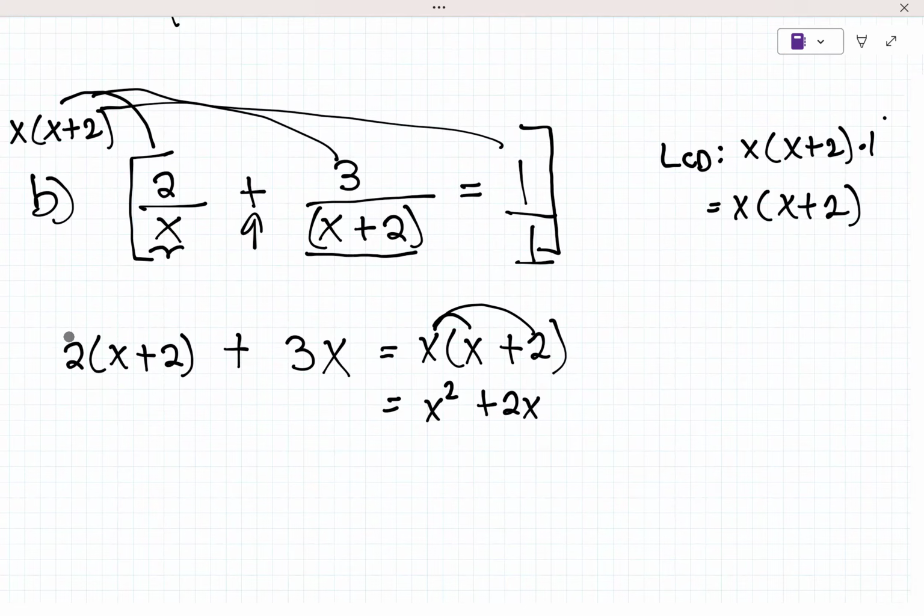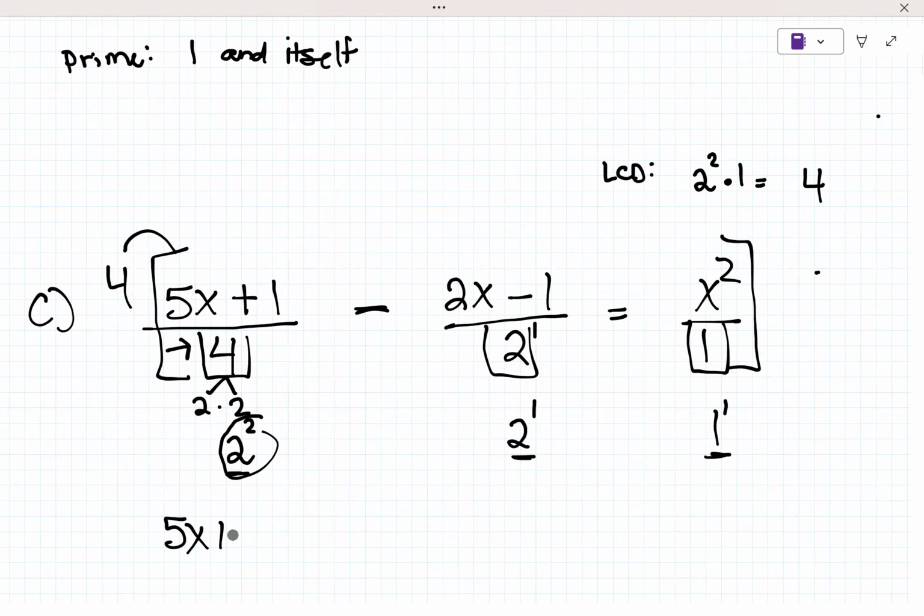Okay, so 4 times 5x plus 1. I'm going to kind of briefly do this in my head. What do I see that's repeating? The 4s. So the 4s disappear, and you're left with 5x plus 1. Okay, over here you have a minus, so bring down that minus, and then I'm going to put a little bracket, because I'm going to distribute that.